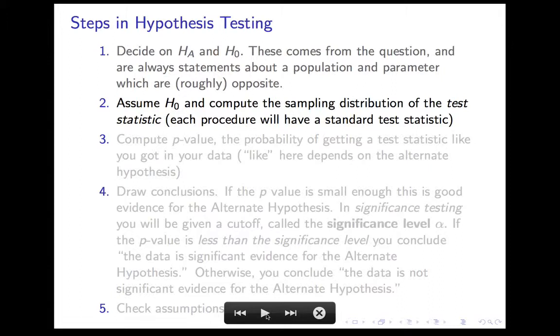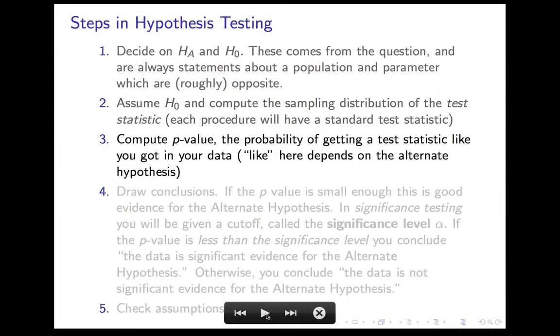So that tells you what would happen if the null hypothesis were true, and now you relate it to what did happen. You compute a p-value, which is the probability of getting a test statistic like you got in your data, assuming the null hypothesis. I say again, like here depends on what the alternate hypothesis is. It's the place where the alternate hypothesis enters into the procedure. So, step 3, we have computed a p-value.